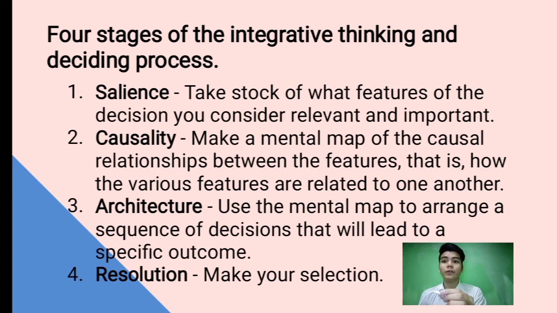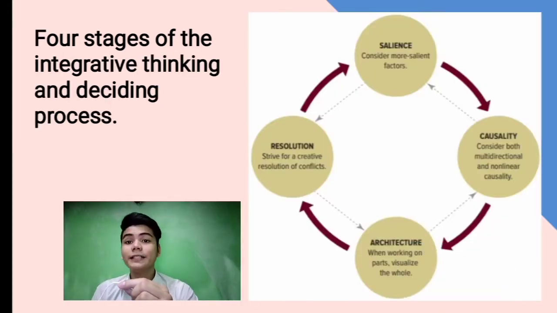Integrative thinkers are those who give the appropriate parts of each problem and still remain focused on the whole. This phase of the integrative thinking process requires a higher tolerance for ambiguity and uncertainty. So here is the outline for the four stages of the integrative thinking and deciding process.